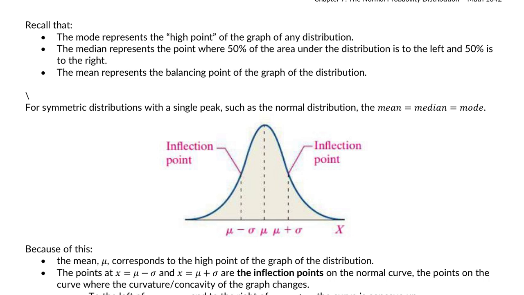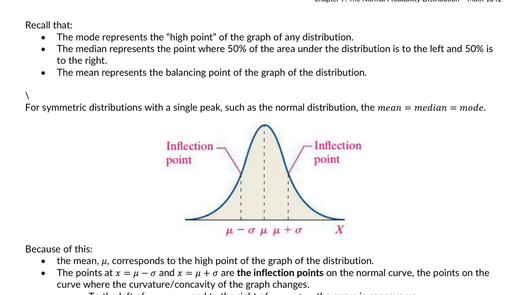So let's talk. We're going to spend a lot of time talking about this normal curve. A lot of today is information, so just hang on with me as we color code and we highlight. There's very few examples. There's a lot of information. Recall from earlier chapters that the mode represents the high point of the graph of any distribution because mode is the most often. Median represents the point where 50% of the area under the distribution is to the left and 50% is to the right because it's the middle. And mean represents the balancing point of the graph of the distribution.